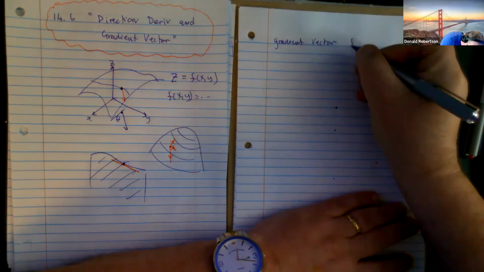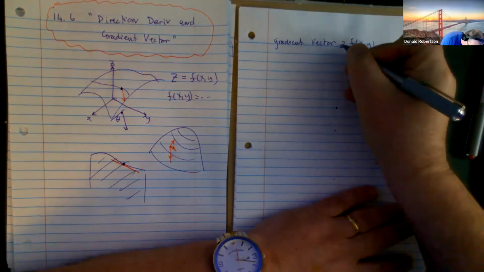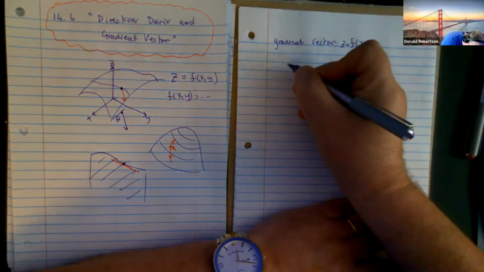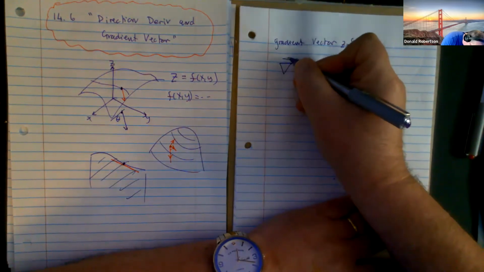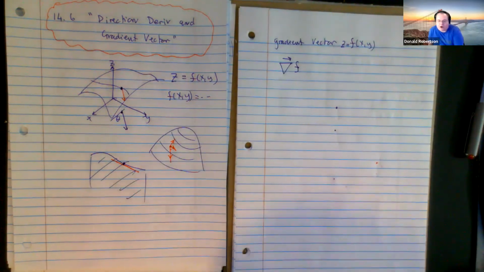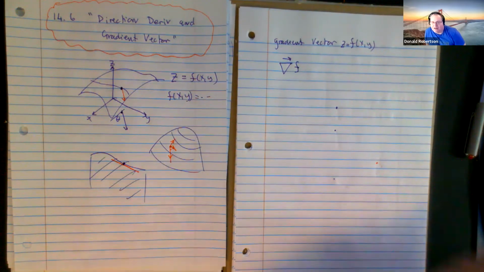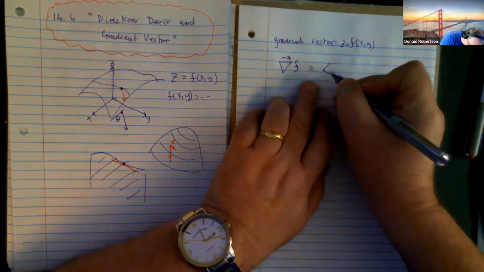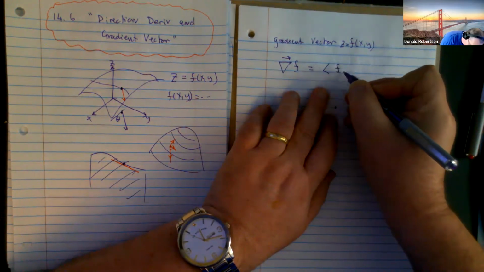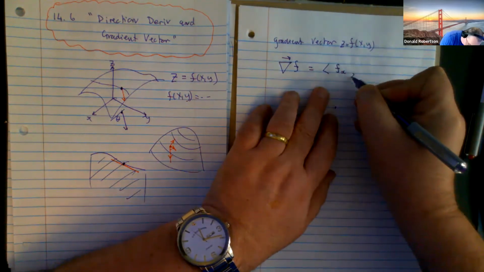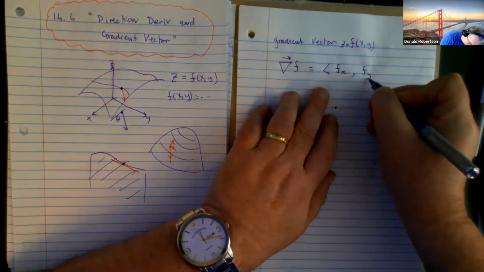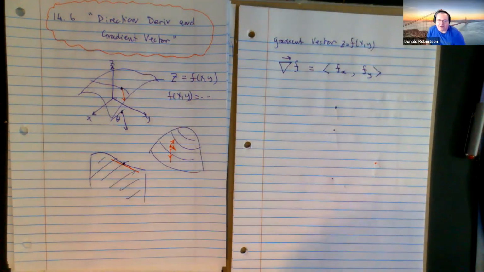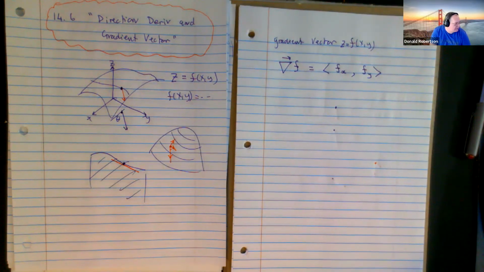Well, if you take any function f of x, y, so z equals f of x, y, the gradient vector will be written with this notation: an upside down capital triangle with an arrow above it. That means it's a gradient, and what you say out loud is "the gradient of f." And it's a vector. It's the partial derivative of f with respect to x, comma, the partial derivative of f with respect to y. We call that the gradient vector. So far, so good?